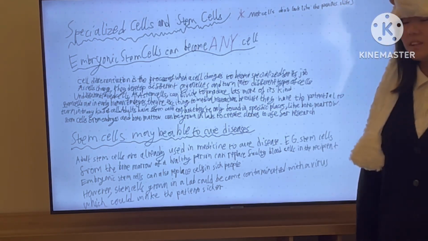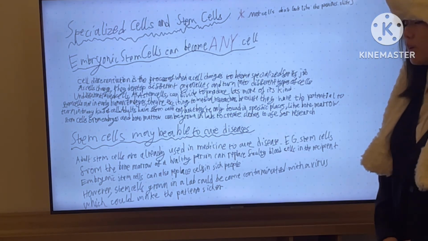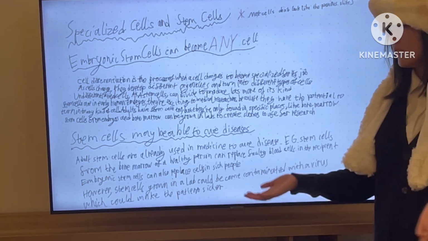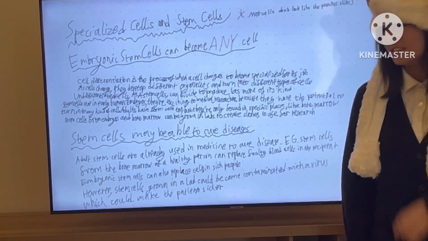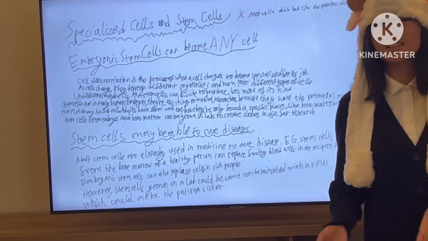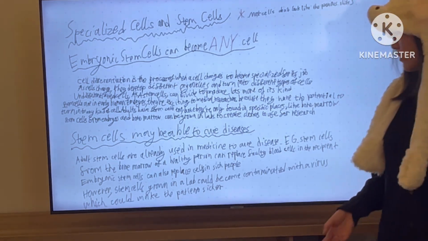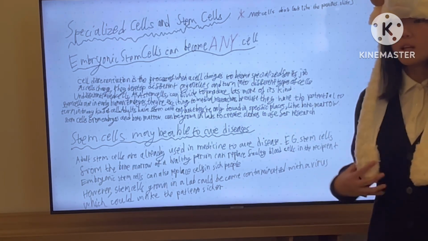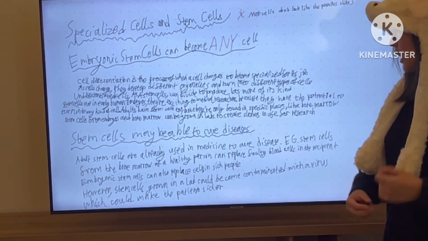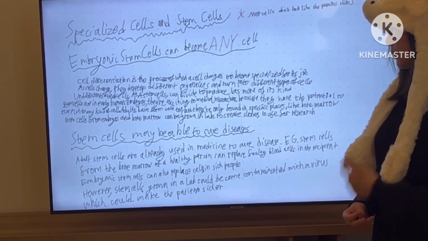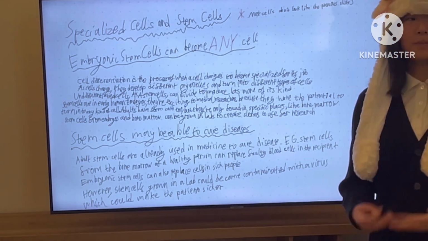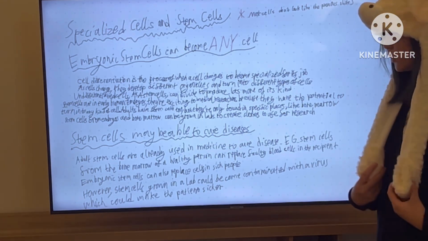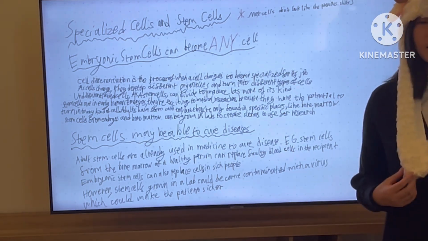Stem cells from embryos or bone marrow can be grown in labs to create clones of them to use for research or curing diseases, which leads me on to my second point. Cells are already used in medicine to cure diseases. For example, stem cells from the bone marrow of a healthy person can be transferred to an unhealthy person and cure them and replace their faulty blood cells. Embryonic stem cells can also replace many cells in sick people.